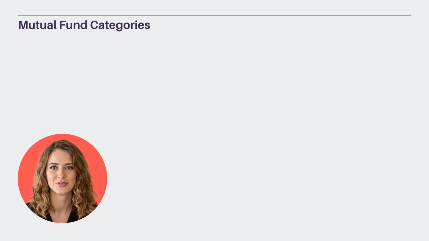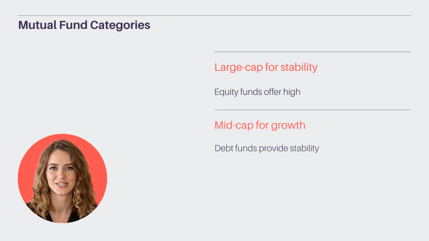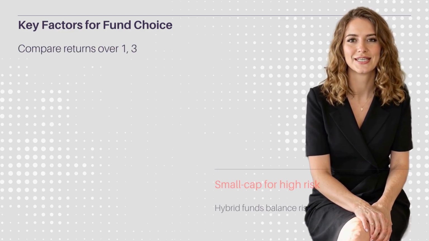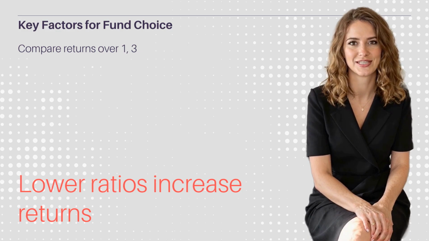Hybrid funds balance risk and return. Choose large cap for stability, mid cap for growth, or small cap for high risk. Consider sectoral funds for specific industries and index funds for low cost diversification. Evaluate past performance by comparing returns over 1, 3, 5, and 10 years against benchmarks and peers. Check expense ratios for cost efficiency, as lower ratios increase net returns. Research the fund manager's track record and assets under management for stability. These factors ensure informed decisions aligning with your financial goals.